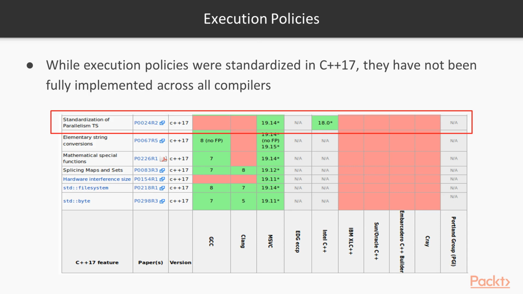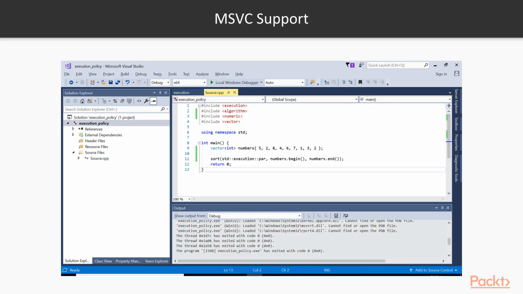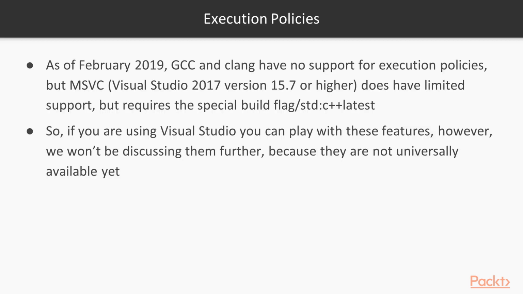However, there is some bad news. While execution policies were standardized in C++17, they have not been fully implemented across all compilers. As you can see in this table, only Microsoft Visual Studio and the Intel C++ compilers have support. GCC and Clang are behind in this feature. If you are using Microsoft Visual Studio, then you can play with the execution policies as you see here in this screenshot. Since as of now GCC and Clang have no support, and MSVC has limited support, I will not be discussing this feature any further during this section.